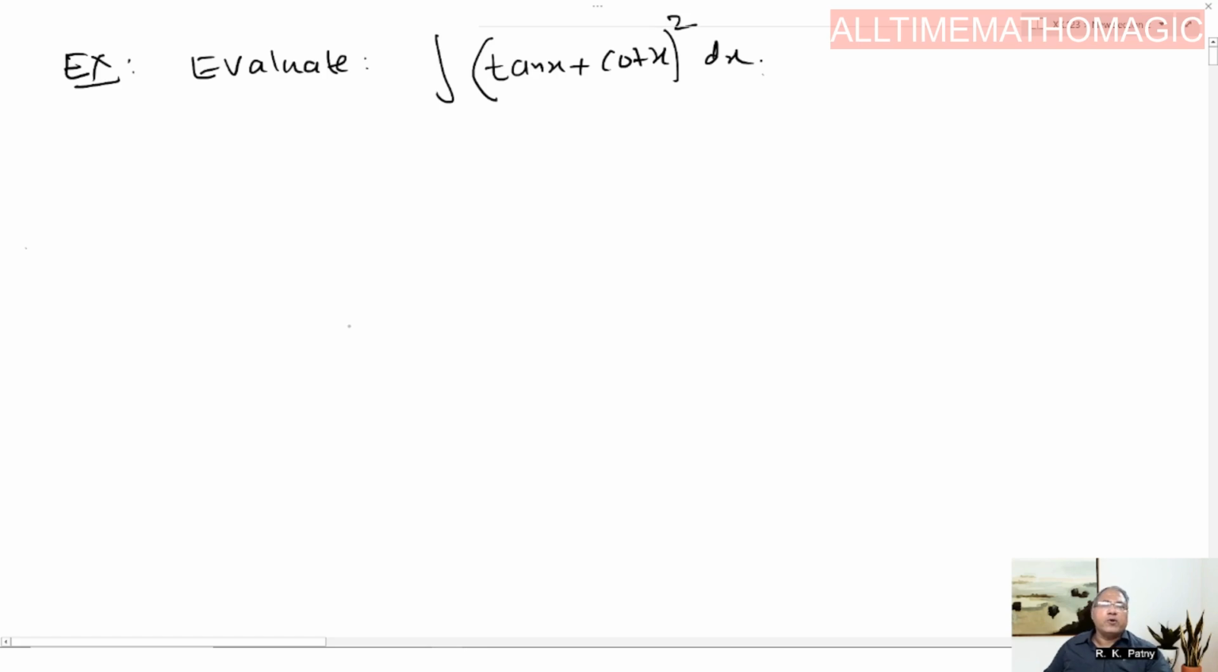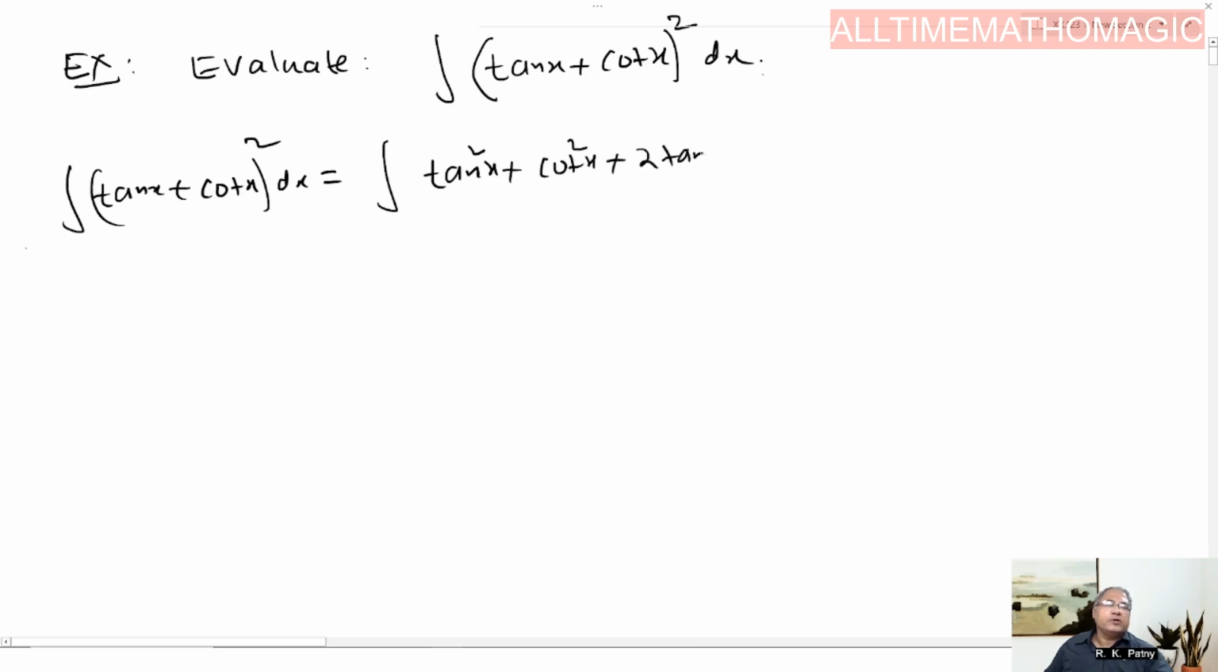Next example, evaluate the integration of (tan x plus cot x) whole square with respect to x. We can open the bracket here: tan square x plus cot square x plus 2 tan x into cot x. We have opened the bracket by using the formula (a plus b) whole square equals a square plus b square plus 2ab.